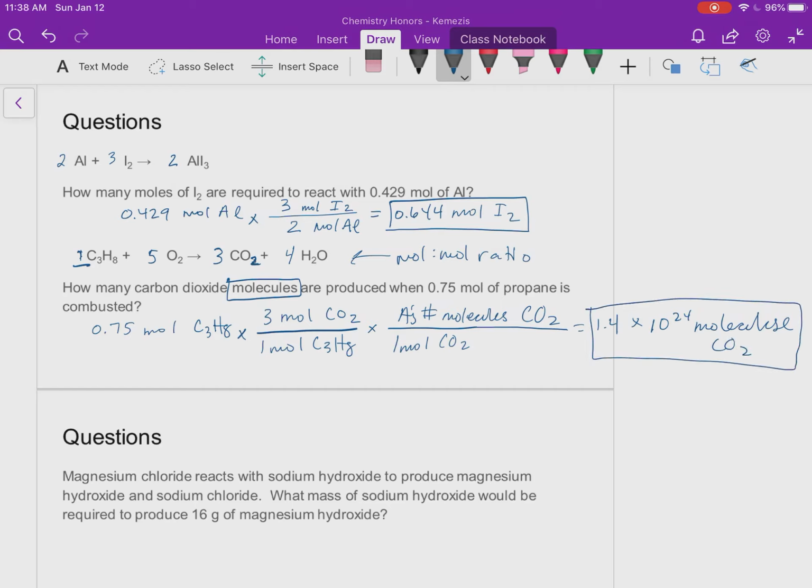Okay, so once you have moles of something, right, remember Park Street Station of chemistry, you can go anywhere. So in this case, instead of just staying in moles, I'm interested in molecules.